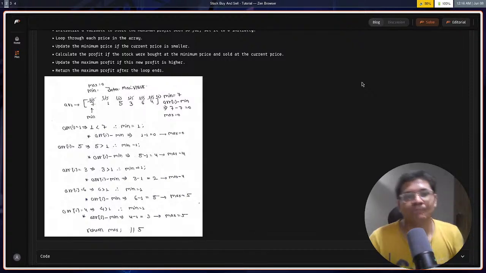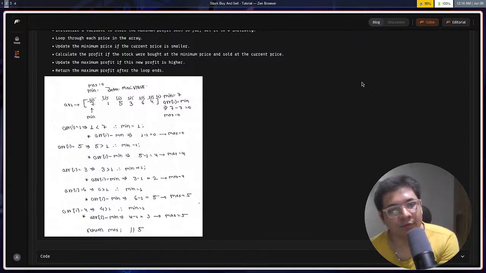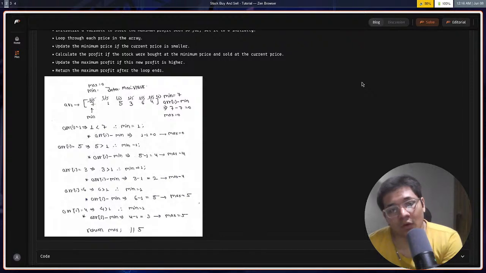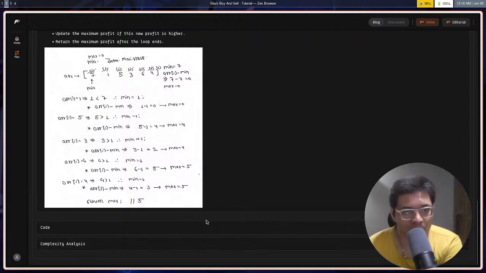Then we go towards array of 3. 3 is obviously greater than 1, so minimum will be 1 only. Then 3 minus 1 is 2. Maximum is equal to 4 only, because if we take the maximum of 2 and 4, the value will be 4. Then array of 6 is greater than 1, so minimum will be 1. Okay, perfect. Let's analyze the code.